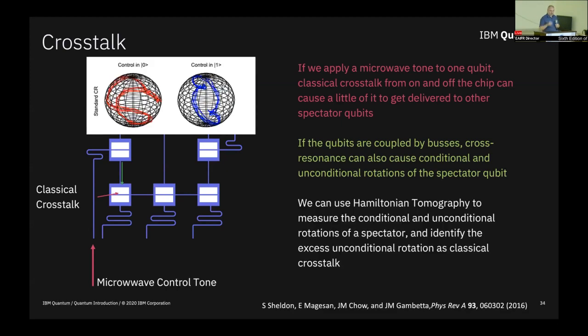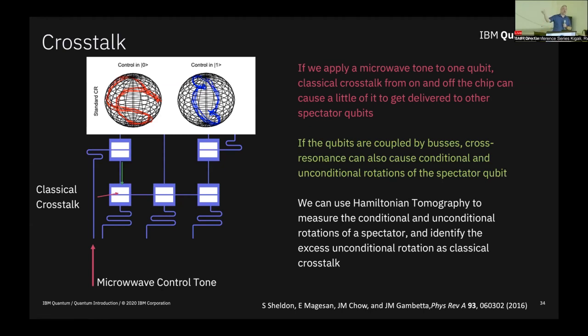So what we do is kind of a neat trick. We use something called Hamiltonian tomography. We drive what we call the victim qubit, the qubit that we didn't want to drive, through the port that we wanted to use, and we look at how it evolves, and that lets us estimate the microwave field that it's receiving. Then we flip the state of the qubit that we did intend to drive up here, and then we do the same experiment.